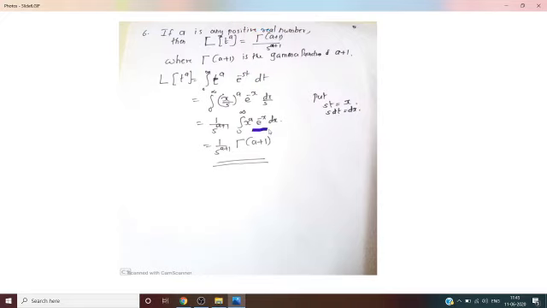This integral, integral 0 to infinity x raised to a into e raised to minus x dx, is a gamma function. It is gamma of a plus 1. So this is equal to 1 by s raised to a plus 1 into gamma a plus 1. There are more formulas, we will take the rest in the next section.